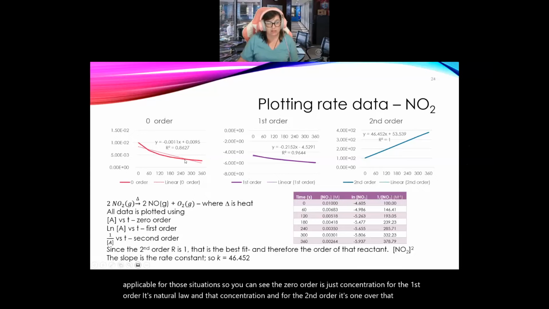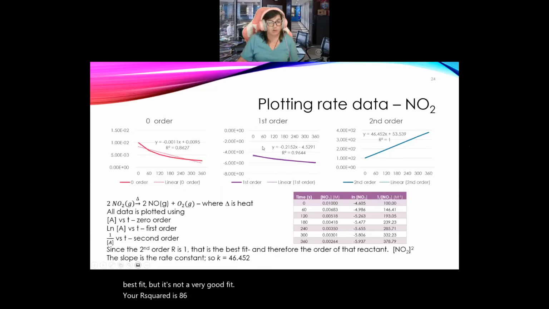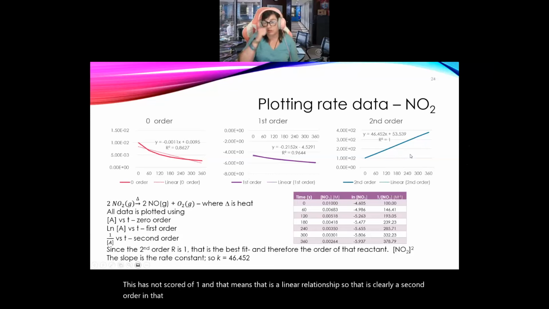And I get the following plots. So this one is not linear, obviously. It has a line of best fit, but it's not a very good fit. Your R squared is 0.8627. For the first order, it's all right. My R squared is 0.9644, but that's not as good as my second order. So if I look at the second order plot, this has an R squared of 1, and that means that that is a linear relationship. So that is clearly a second order in that component. So that NO2 is to the second order, okay?